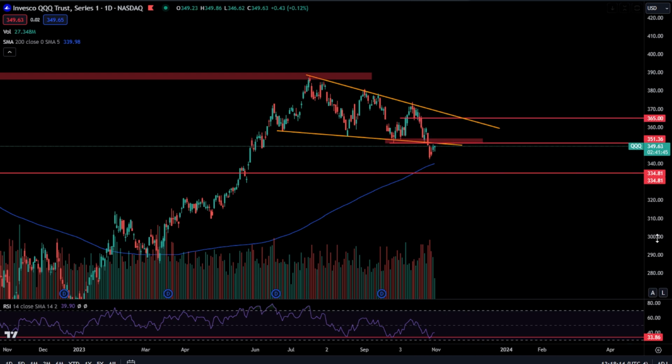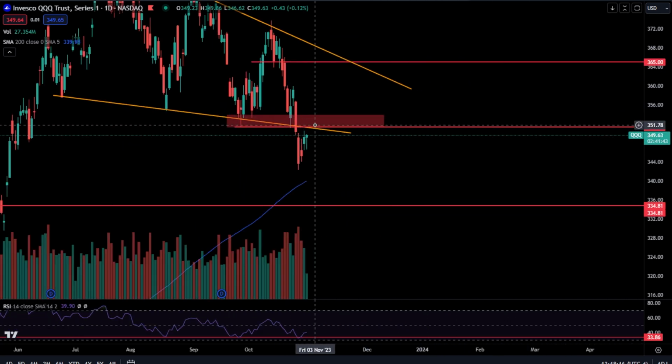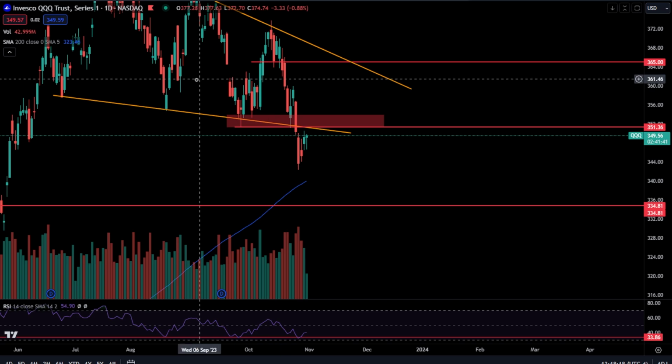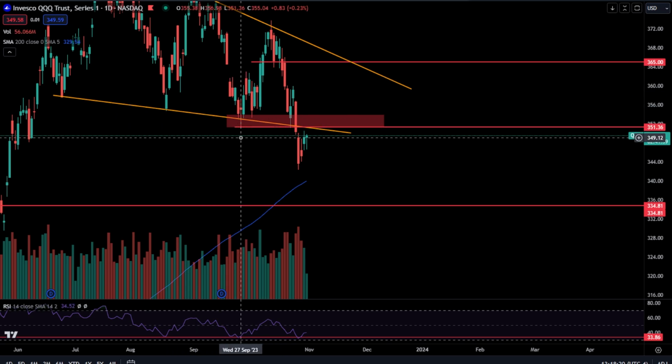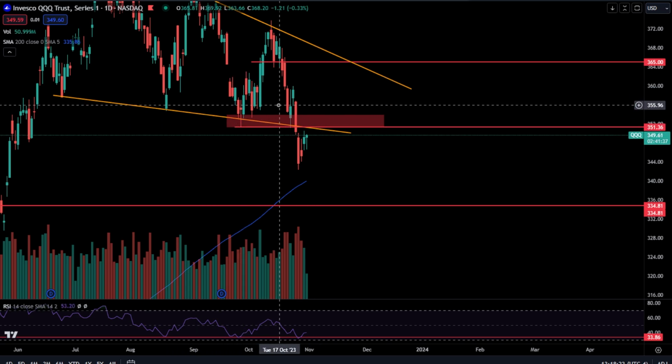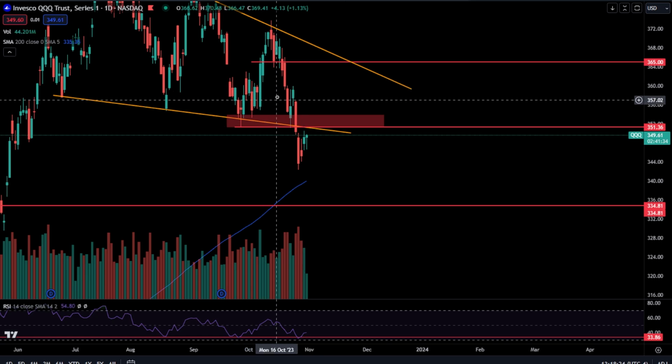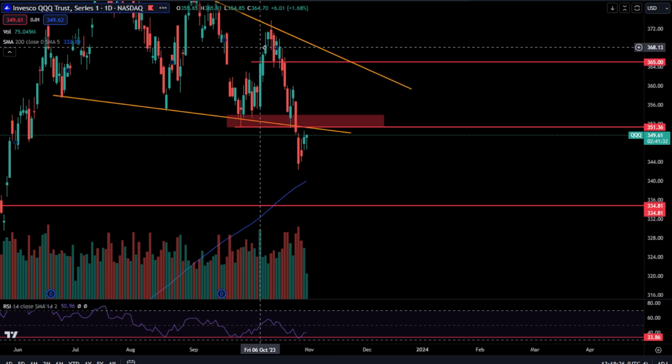You did fall down from it. And that's why I also want to see QQQ come up here and retest 351.36. That was the low of this candlestick right here. That is going to be your break and retest level if you have sellers. I mean, I can almost guarantee you're going to have sellers stepping in there.